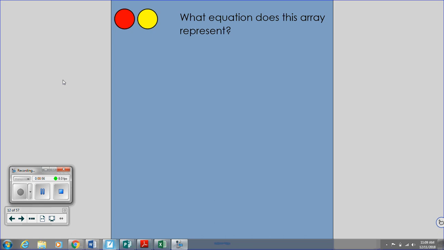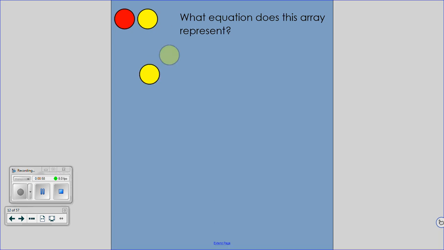So your array probably looks something like this. Different colors. Yep, it might be red, that's fine. A 2 by 2 array. So when I say a 2 by 2, what I'm saying is how many columns I want and how many rows I want. 2 columns by 2 rows.